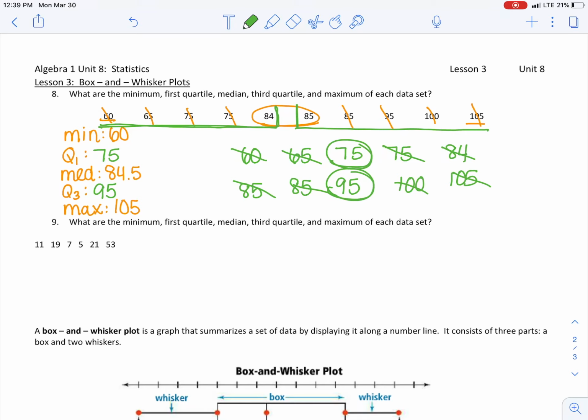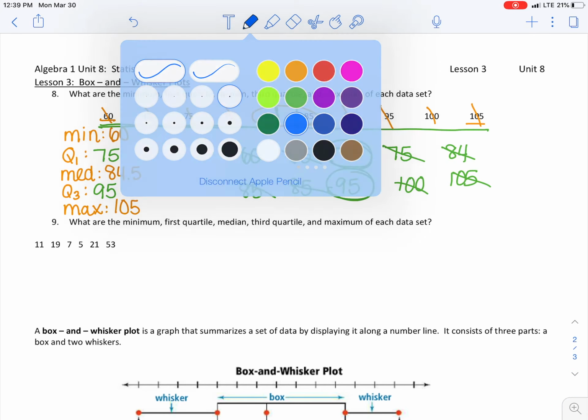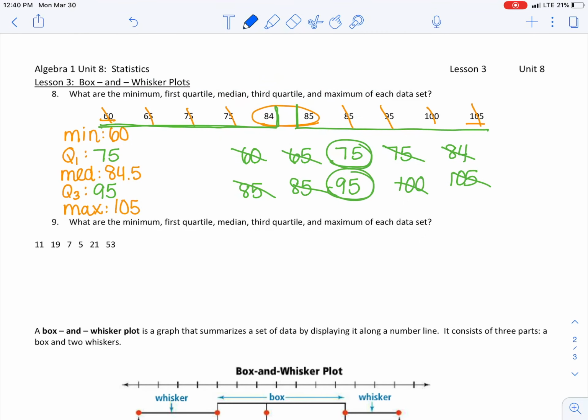For number 9, it's asking you to do the exact same thing. Here, it doesn't give you the numbers in order from least to greatest, so we have to do that. We start with 5 and then go from least to greatest. Okay, so my data set is in order. Once I have my data set in order, I can start filling out everything I need here. Let me write that out.